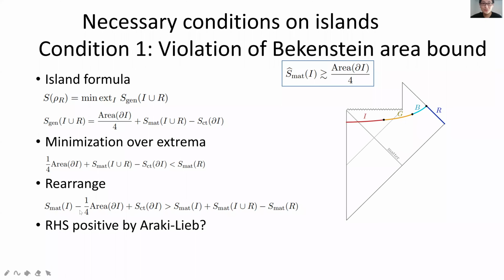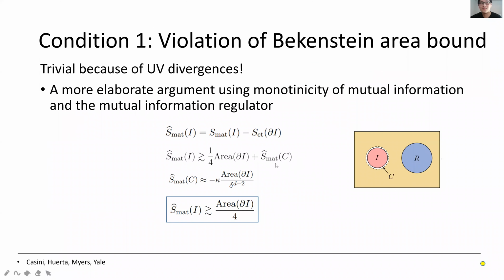So are we done? Is it telling you that the left-hand side is positive? Actually, not quite, and that's why we explicitly write these counterterms here. You can see that this inequality is just trivial because there are UV divergences. But it's actually not that bad, because you can use a more elaborate argument. If I have time and anyone is interested, I can show you more details. But the rough idea is as follows. I denote this hat by the finite part. I subtract the common term, and I get a finite piece. Using monotonicity of mutual information and this so-called mutual information regulator, what I really get is this inequality.